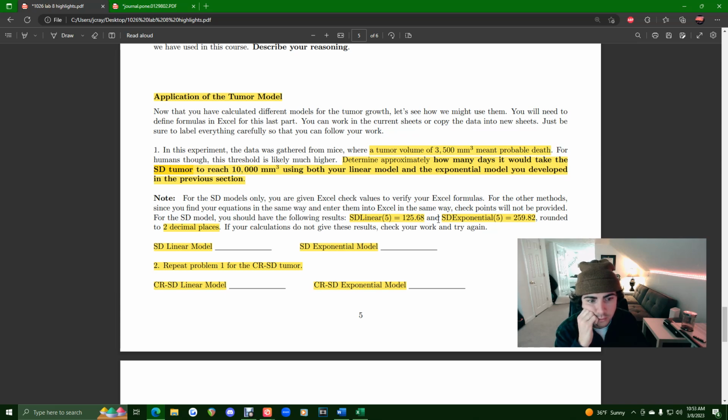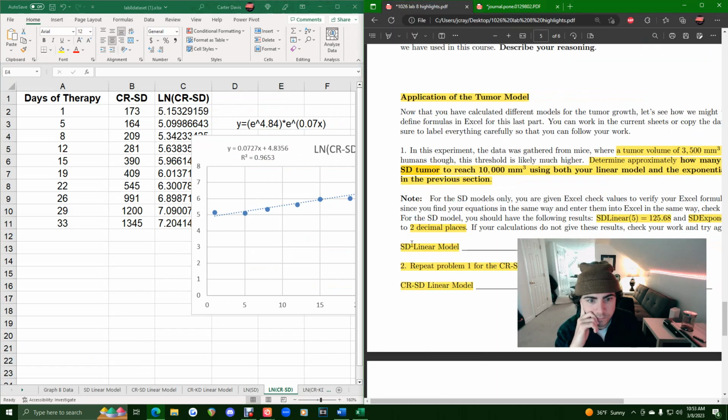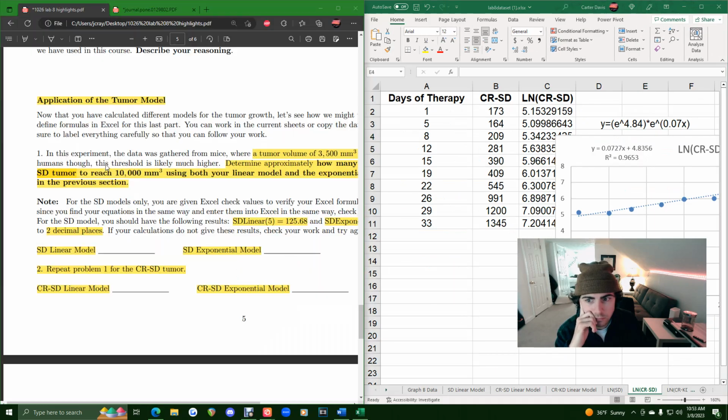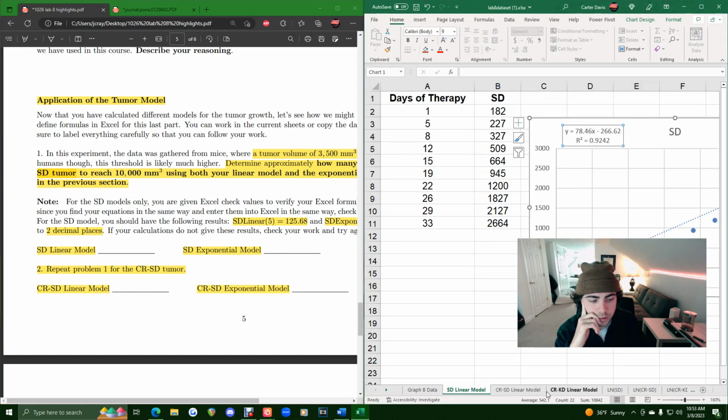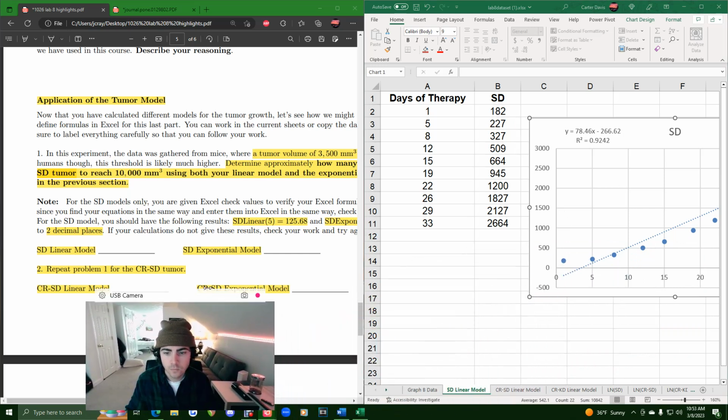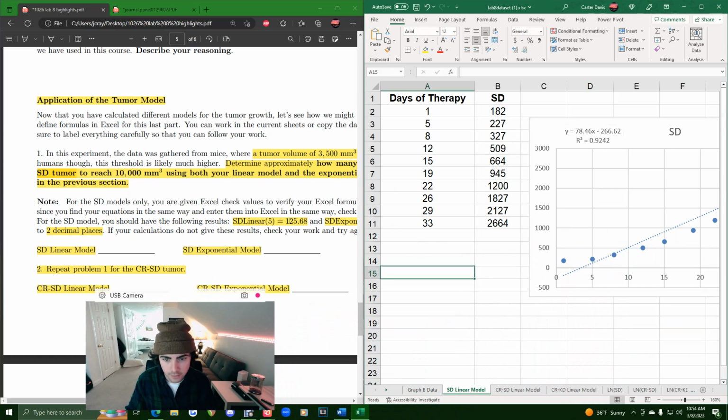Okay. Rounded to 2 decimal places. You got to check those. Okay. Let's see if I can make sense of this. So let's start with the SD linear. Oh, I don't like that. Hold up. There we go. We're going to do SD linear, and then we'll do SD exponential. So SD linear is this one, and we're going to plug in 5 just to check that 125 is the correct value.